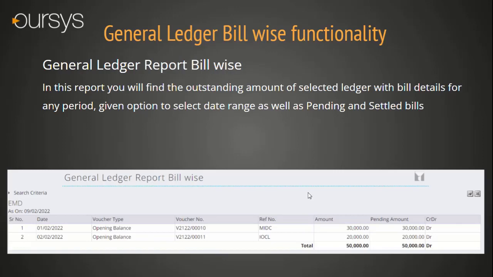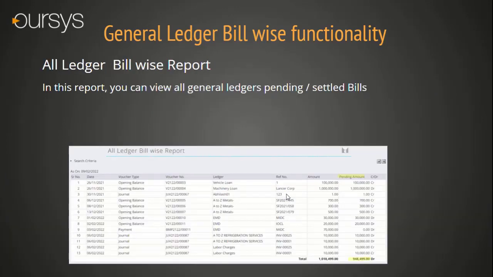General ledger reports Billwise. In these reports, you will find the outstanding amount of selected ledgers with the bill details for any period. An option is given to select date range as well as pending and settled bills. In the second report, all ledger Billwise report, you can view all the general ledgers with pending and settled functionality.